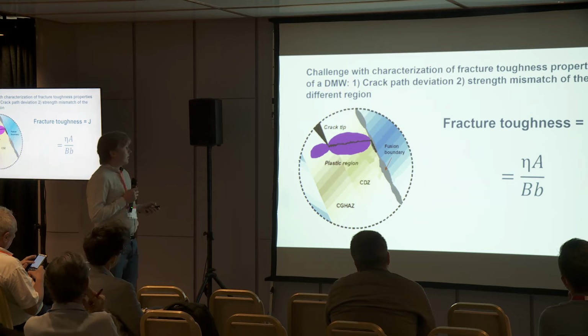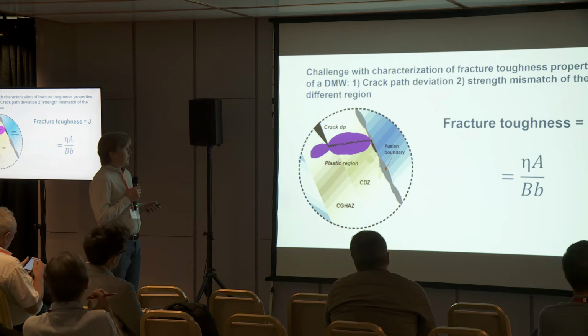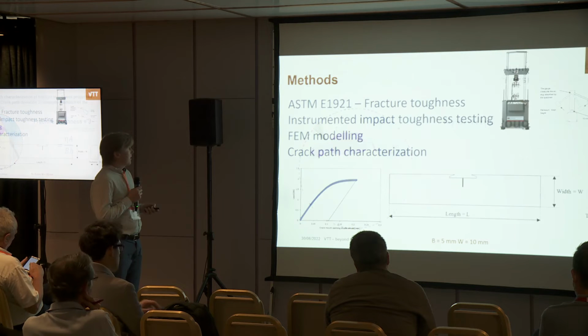One challenge with characterization of these dissimilar metal welds, with fracture toughness, is the crack path deviation behavior. So you might have a crack in some region, but there might be a low toughness region, and the crack jumps to that region and propagates along it. The second one is the strength mismatch, which is connected to the eta factor when you assess the fracture toughness. The crack path deviation and strength mismatch were accounted for in this analysis.